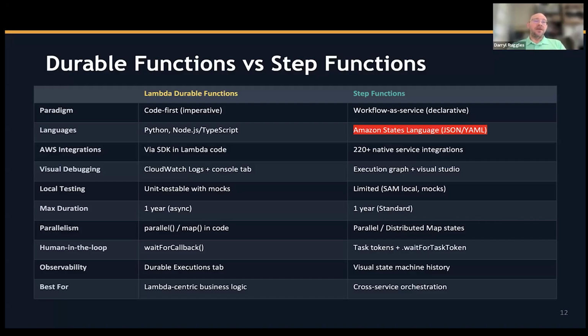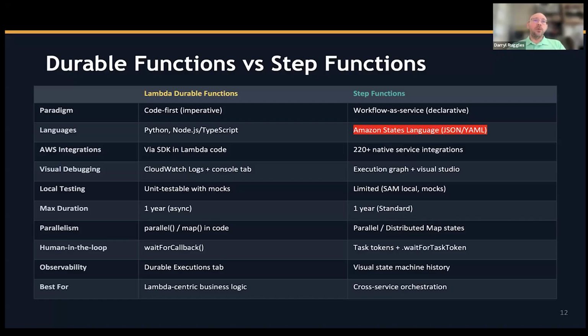Languages. So Step Functions require understanding Amazon States Language. I put it in red here in this chart because of all of the dislike I've had and all of the time I've wasted in my life debugging Step Functions. In ASL, I started using the GUI builder rather than the ASL because I got so frustrated trying to get the formatting correct in there.